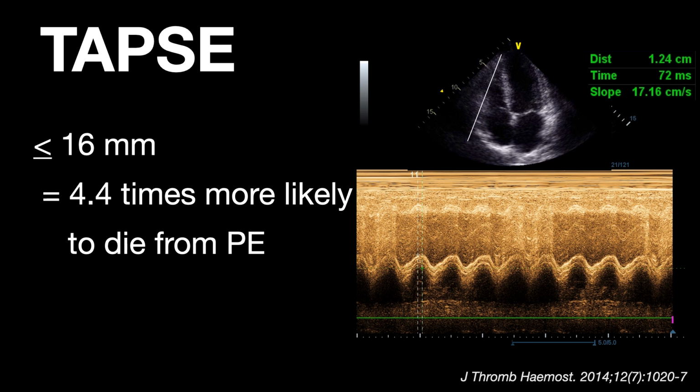And finally, decreased tricuspid annular plane systolic excursion, or TAPSE, to less than 16 mm measured by M mode, also indicates RV dysfunction. TAPSE also has a role in predicting outcome in PE. A study from Spain in 2014 found that a TAPSE of 16 or less means that patients are 4.4 times more likely to die from PE.